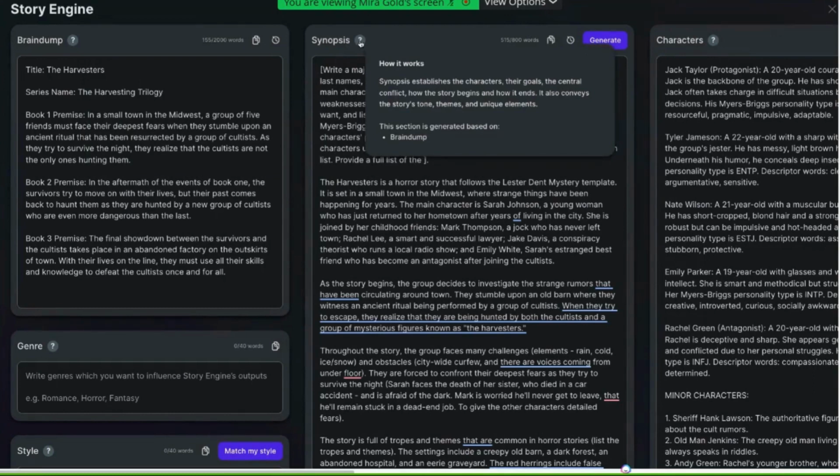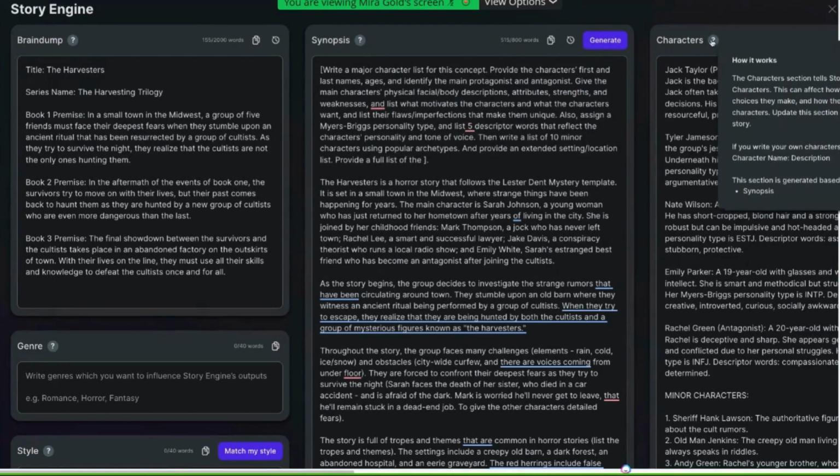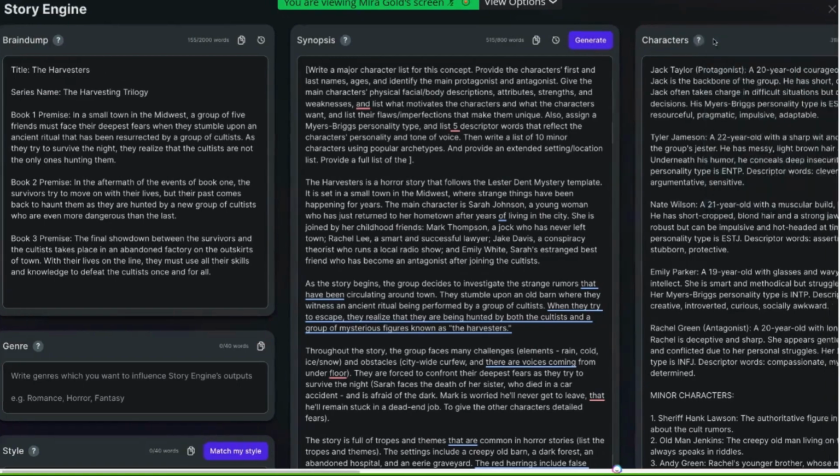So keep in mind your synopsis only pulls information from the brain dump. Your character list only pulls from the synopsis, so your character list is not going to touch anything in your brain dump. Anything important in your brain dump that did not transfer over into your synopsis, you would need to add in there. So make sure you're paying attention to the little question mark and exactly what information it is pulling from.